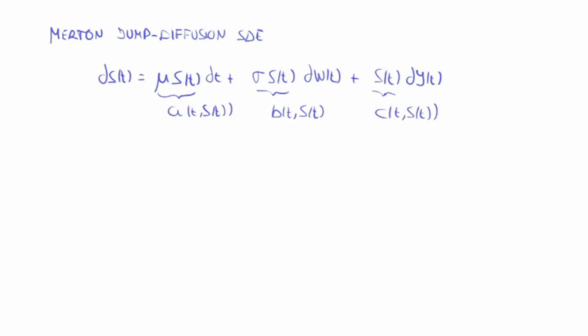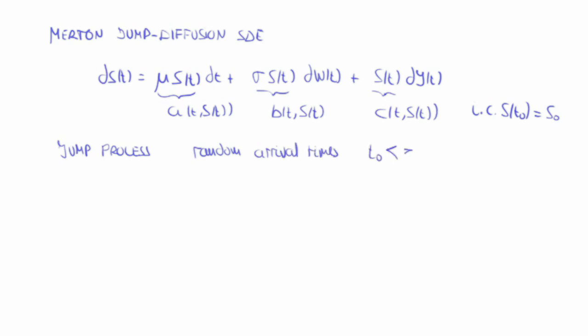The differential equation is supplemented by the initial condition S of t0 is equal to S0, where t0 is the first time at which the trajectory is going to be monitored. The jump process is defined in terms of a sequence of random arrival times. The first jump arrives at time tau1, second jump at time tau2, and so on.